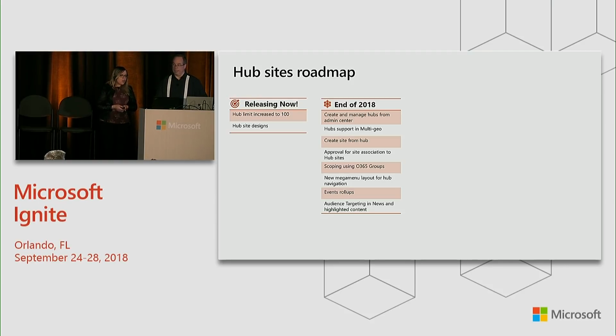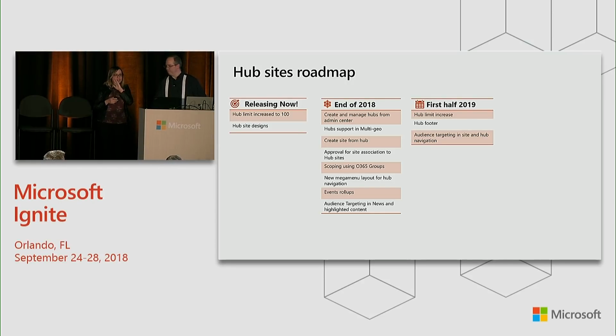When we talk about where we're headed for the first half of 2019, we're definitely going to continually improve on the size of hubs that we support, because as you heard from Sam, even to support Microsoft, we need to increase it. We're also starting to look at, you saw the footer at the site level being announced, and we definitely want to grow that to be a hub level. And then we also announced audience targeting in navigation that will not only be in the site navigation, but hopefully in the hub as well.